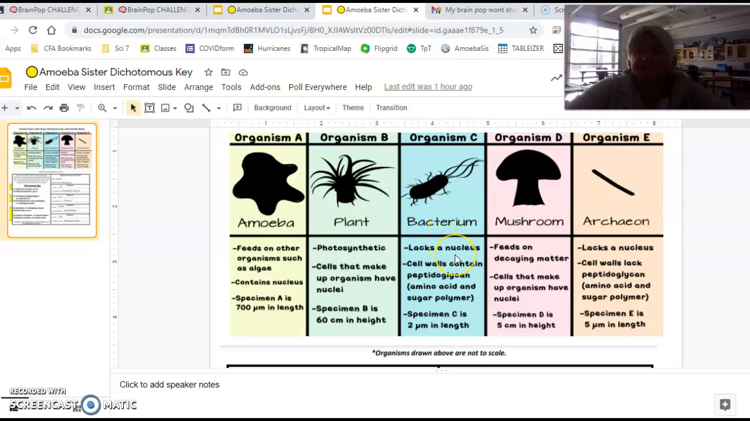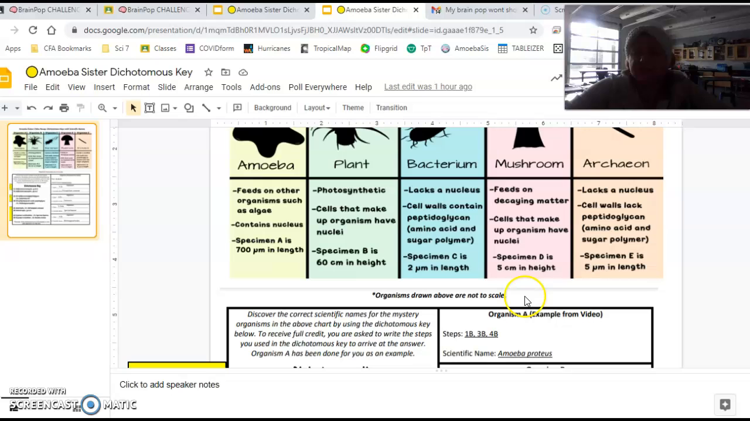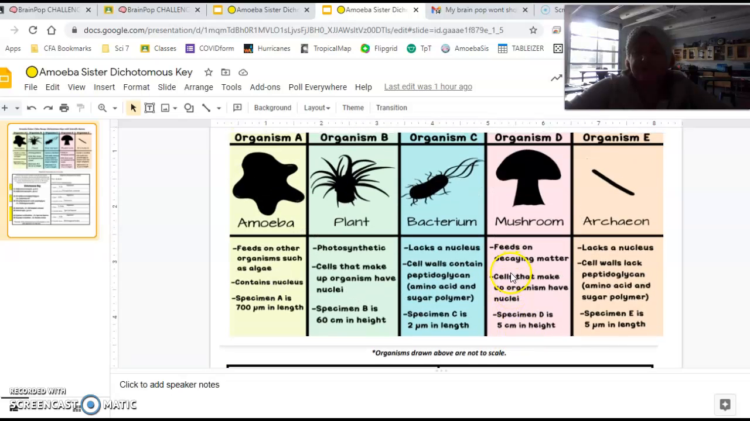Organism C is a type of bacteria that does not have a nucleus, but it does have a cell wall with that crazy pepto thing. Again, small. Mushrooms eat decaying matter. They're decomposers, and therefore they are heterotrophs. They are multicellular, meaning more than one cell, and each of those cells has its own nucleus. And these are big enough to be seen with the naked eye.